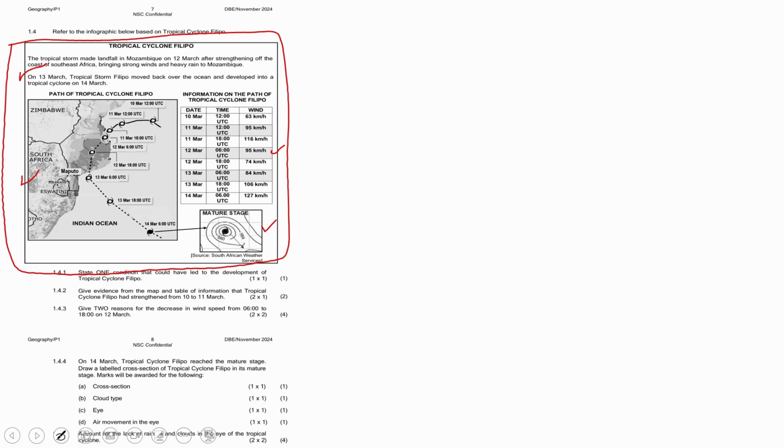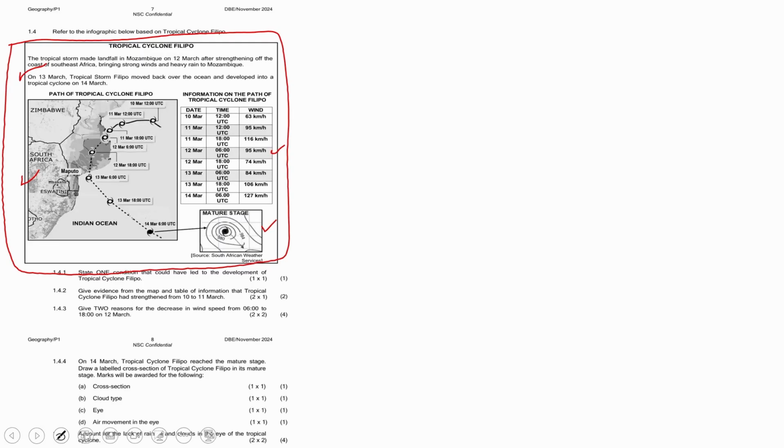Let's read the text for once. Okay, the tropical storm made landfall in Mozambique, and the date is given, 12th March, after strengthening off the coast of Southeast Africa. Now, the next 2 things are also very important: bringing strong winds and heavy rain to Mozambique. Remember I said, it's not just rainfall, it's not just winds, strong winds, gale force winds. Rainfall, you qualify, heavy rain, torrential rain, a lot of rain. You need to mention and qualify, okay? And then the dates move. We were talking about the 12th, now we are talking about the 13th.